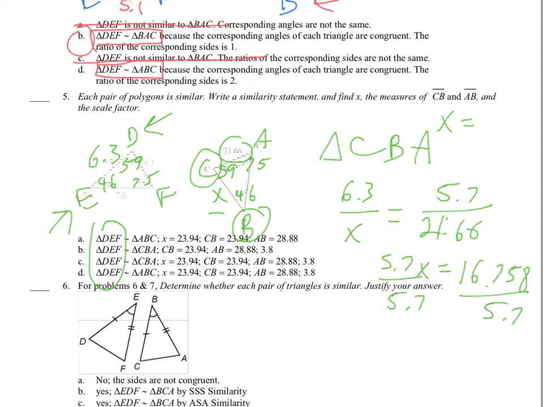Yeah, that didn't make sense. The product right here should not be 16.758. 21.66 times 6.3 is 136.458. Then I divide that by 5.7, and I get 23.94. So that leaves me with an answer of C here.